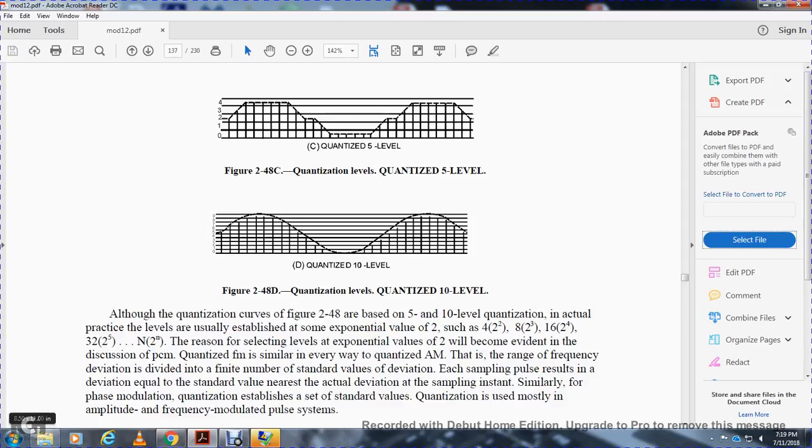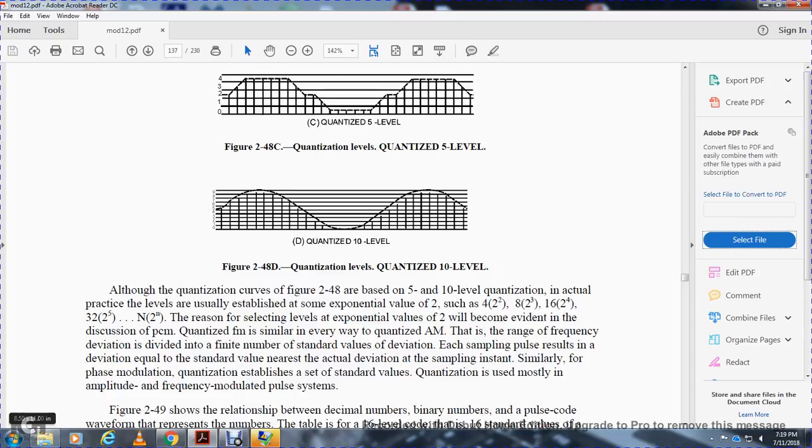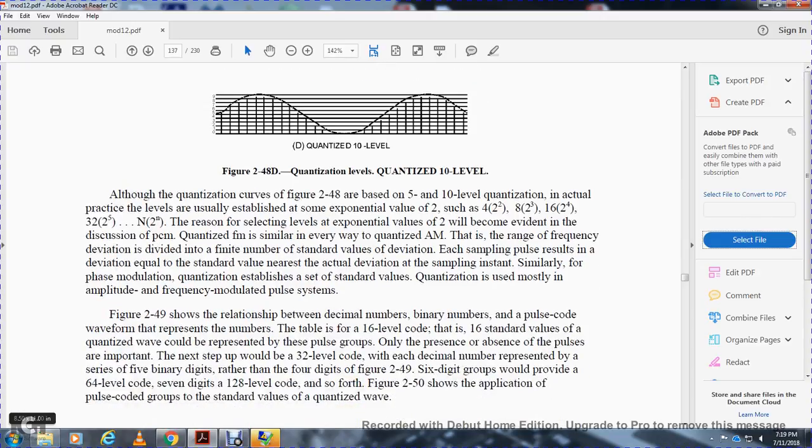The frequency deviation range is divided into a finite number of standard values, and for each sample pulse the deviation is set equal to the standard value nearest to the actual deviation at that instant. Quantization is similar for phase modulation, although it is mostly used with amplitude-modulated pulse systems.